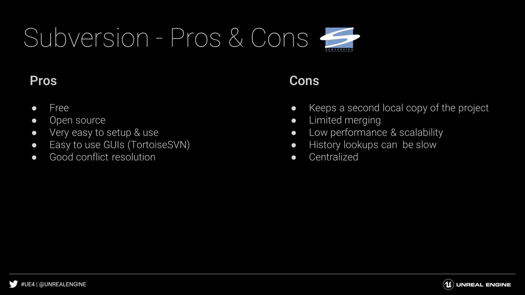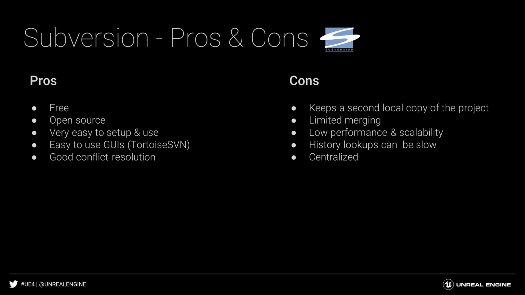First of all, in the pros section, Subversion is once again an open source tool. It's provided by Apache. It is free, and it's very easy to use and very easy to set up. And there are some great GUIs to use with it as well, including Tortoise SVN. And it has some good conflict resolution and some other features.